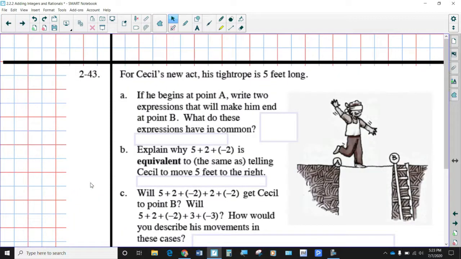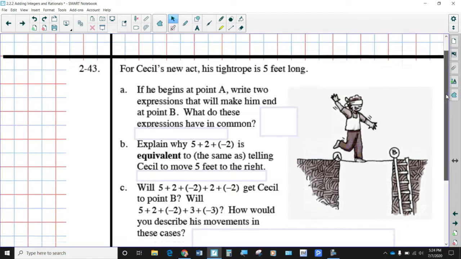All right, now let's do some exploration here with the idea of Cecil on the tightrope. Let's say that his tightrope from A to B is 5 feet long. If he begins at point A, right here, write 2 expressions that will make him end at B. What do these expressions have in common? Okay? For part B, please explain why 5 + 2 + -2 is equivalent, which means the same thing, as just moving 5 feet to the right.